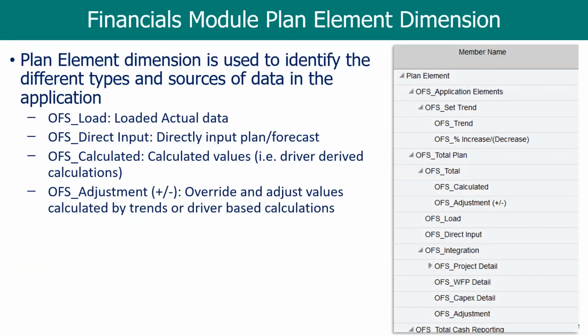I did want to review a plan element dimension that comes with the financials module. This dimension is pretty awesome in terms of giving you visibility into the data. Whenever we integrate data, we load it to the OFS load member. Whenever users input data, they're going to input it into a direct input member. OFS calculated is just what it says. That's where we're going to have all of our calculated values. And then if we're adjusting a calculated value, we're going to put that in the adjustment number. So it provides a level of visibility into where the different data is coming from.